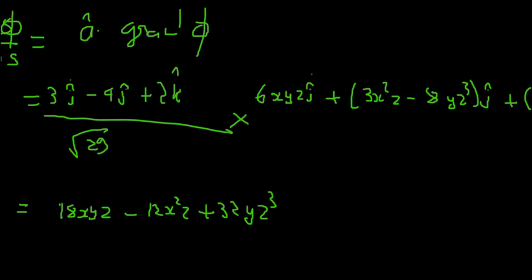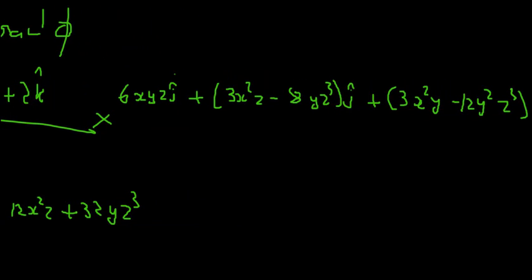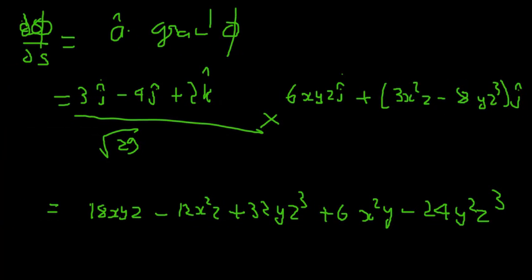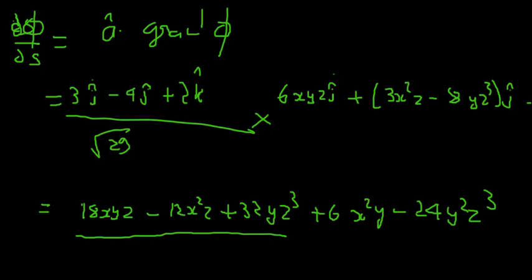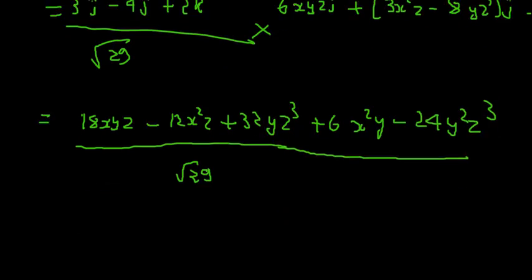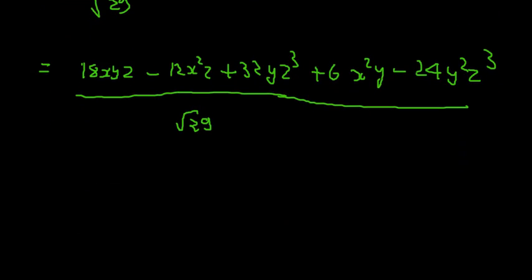We are very near our solution, just one multiplication we have to do more, which is 2 into that. 2 into that will be 6x square y minus 24y square z cube. So that's what it is, nothing much about it, and don't forget to write root over 29. So that is the last thing needed to do.